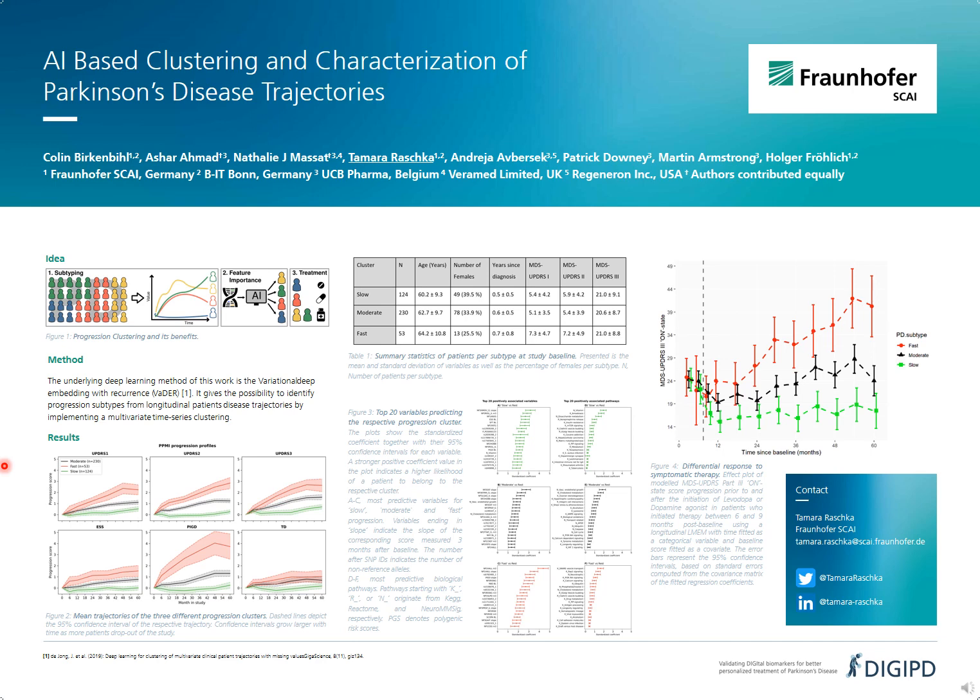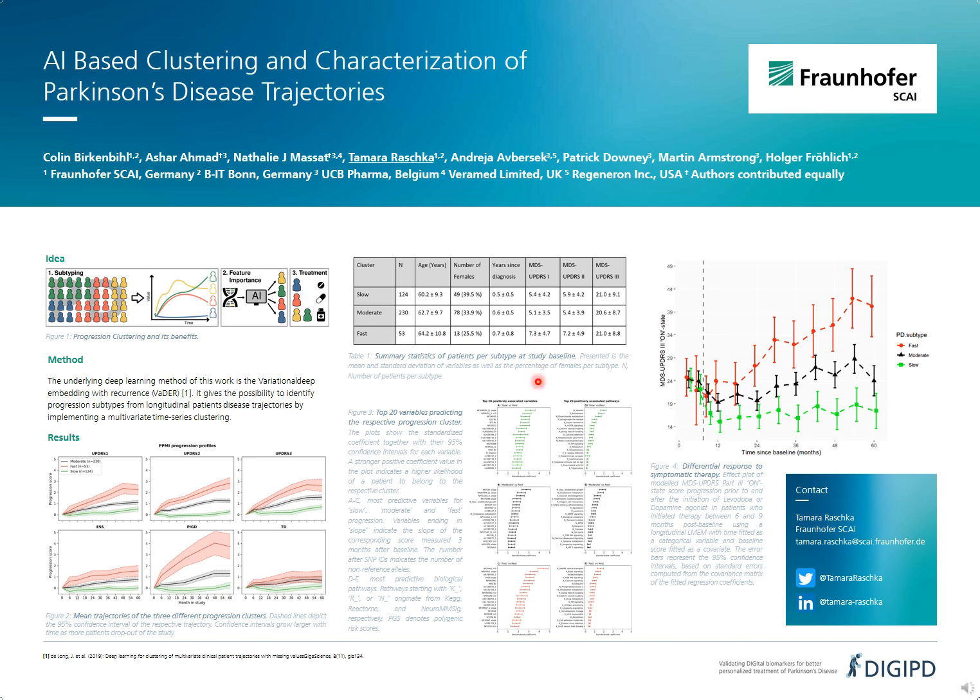And we used here a combination of 6 different clinical outcome scores, namely the 3 UPDRS scores, Epworth Sleepiness Scale, Tremor Dominance, and also the Postural Instability and Gait Disturbance parameter. From this analysis, we can identify 3 subtypes, a fast, moderate, and slow progressing one. The mean trajectories of the progression clusters can be seen here, where the red line corresponds to the fast progressing cluster and the green line to the slow progressing one.